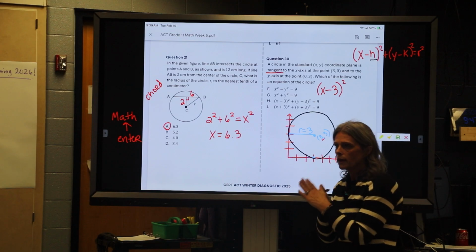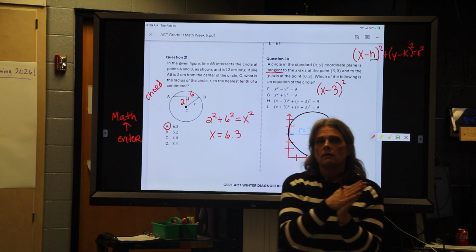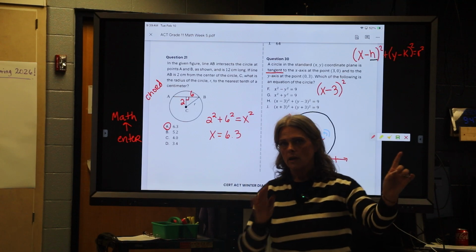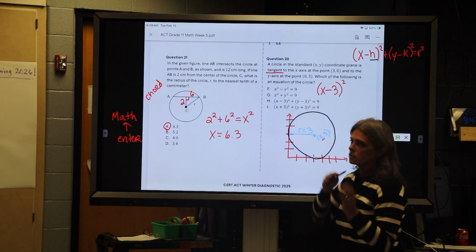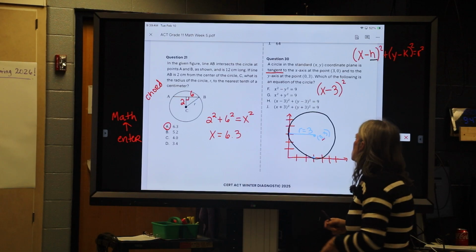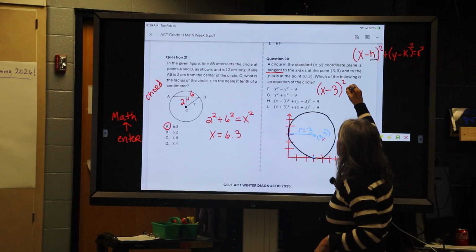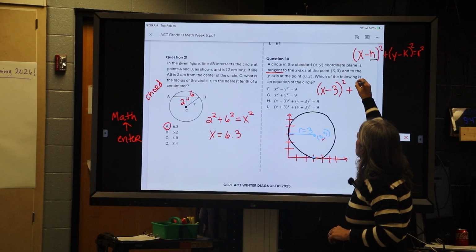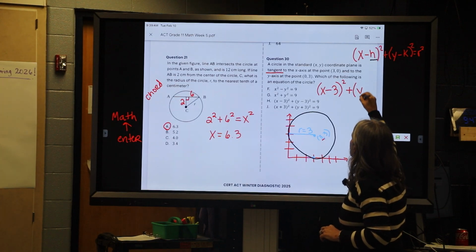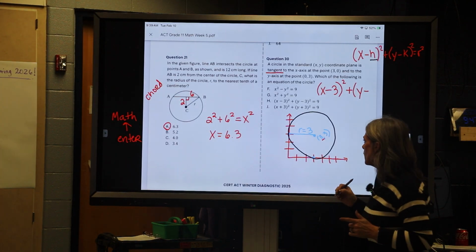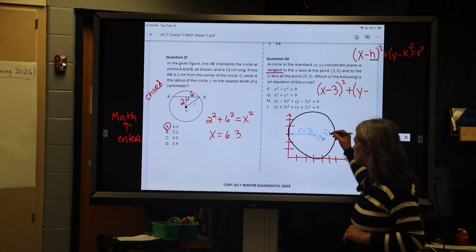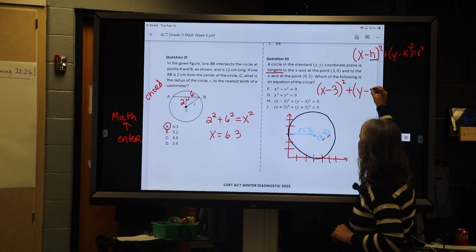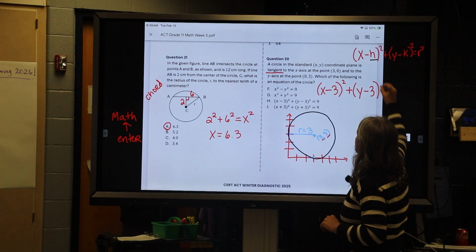So when I tell you your x is a liar, it's not going in the negative direction like it says. It's actually going to be positive 3, okay? Then it has a plus in between. And then we have y minus, and then get your y coordinate of your center, which is also a positive 3. Square it.